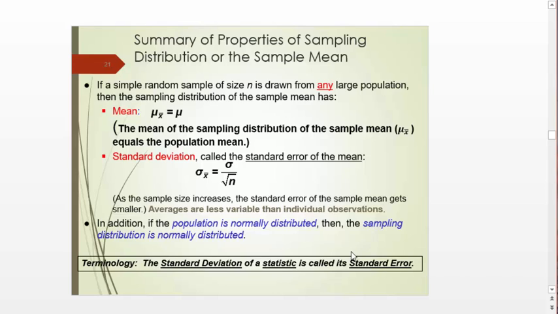And we also note that if the population is normally distributed, then the sampling distribution is normally distributed. And that gives us a full description of our distribution. And even now that it's normally distributed, we could use our standard normal table to find probabilities.